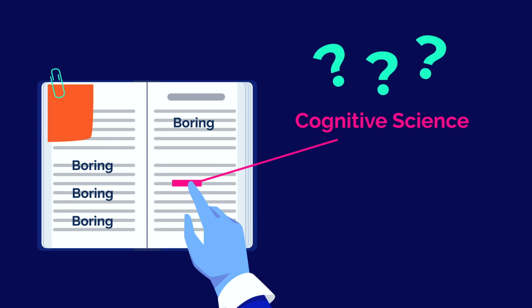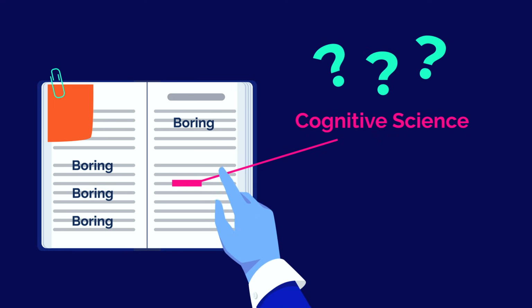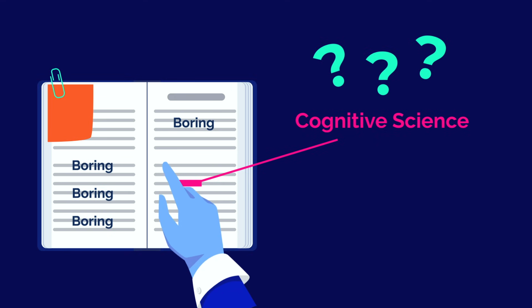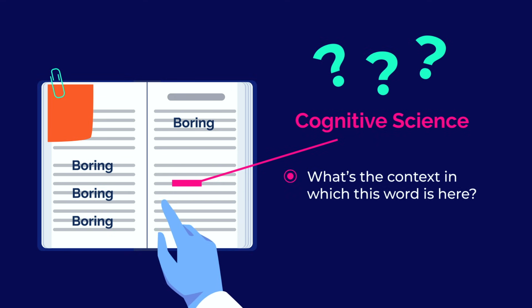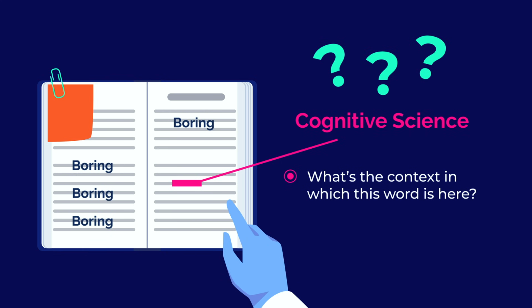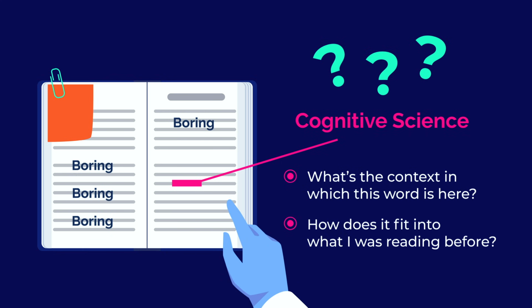I have no idea how cognitive science fits in with the rest of this. So I've got these question marks. Well, I was just reading about this thing before, which I'm kind of hazy on because I was passive. And now I'm reading about cognitive science. So now I'm incentivized to read a little bit around the word to see, okay, what's the context in which this word is here? And now I can think about, how does that fit into what I was reading before?